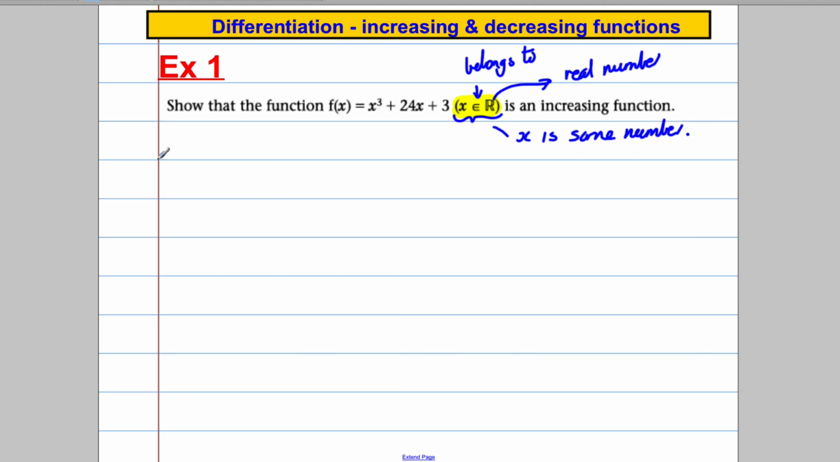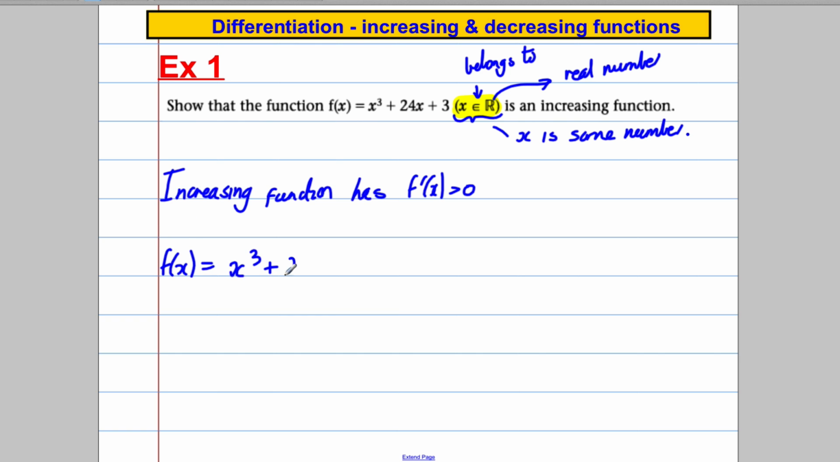Okay? So show that the function f of x is x cubed plus 24x plus 3 for some x number is an increasing function. Now, the fact you need to know about an increasing function is that it has f dashed x, its gradient function, bigger than 0. That's what an increasing function has. So we have f of x. Remember, f of x is equal to x cubed plus 24x plus 3. Remember, that's like x to the power 1.